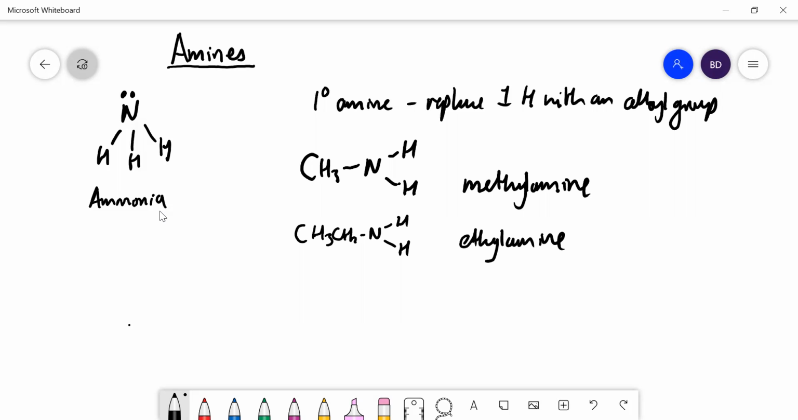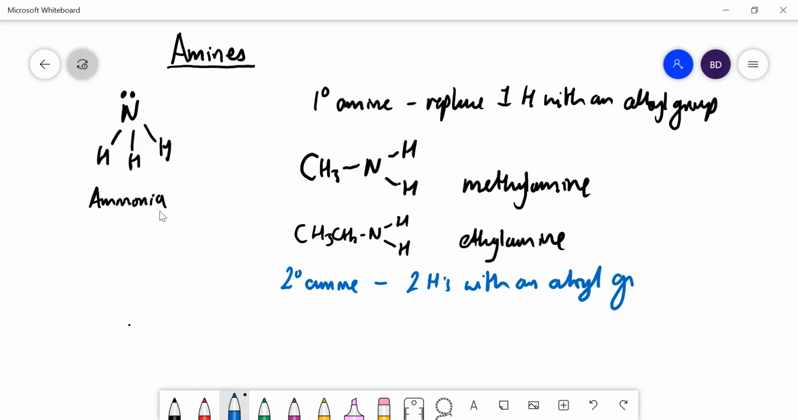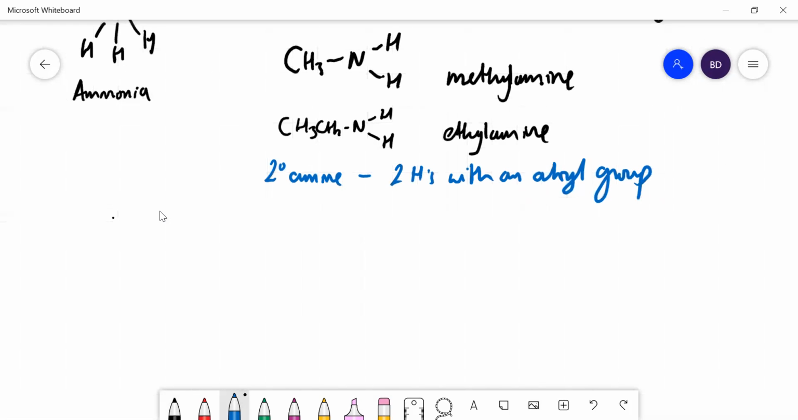In a secondary amine, you've replaced two hydrogens with an alkyl group. So maybe a simple secondary amine would be dimethylamine. Okay, that's a secondary amine.